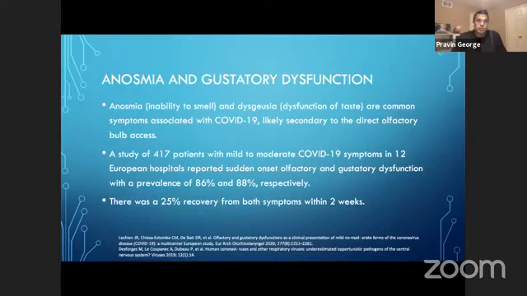And this was very, very early on in the course of COVID-19. They did a study finally of 417 patients with mild to moderate COVID-19 symptoms. And they found that there was a prevalence of almost 86 to 88%. And there was about a 25% recovery from both symptoms within 2 weeks. So that's actually pretty good. The other thing though is that as a result of this, the WHO and I think the CDC both together started to recognize that anosmia and dysgeusia are both now presenting symptoms of COVID-19.